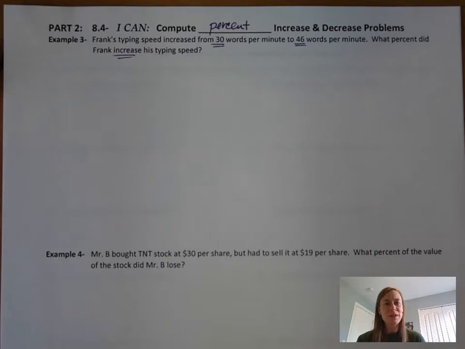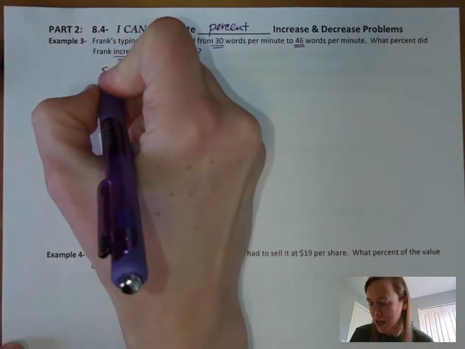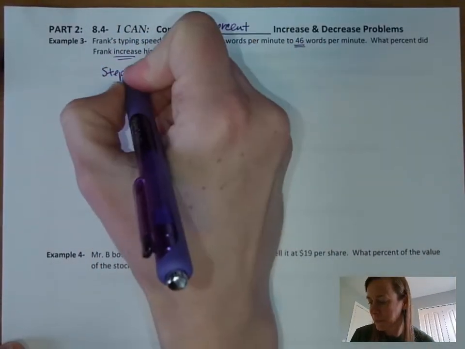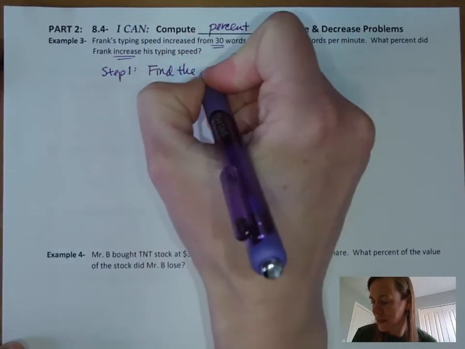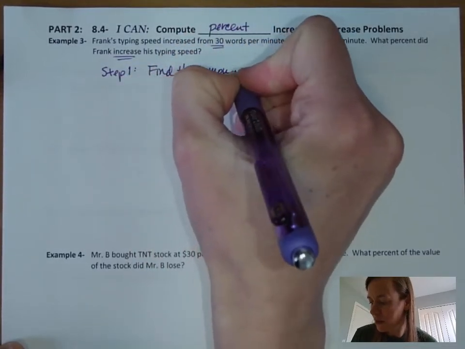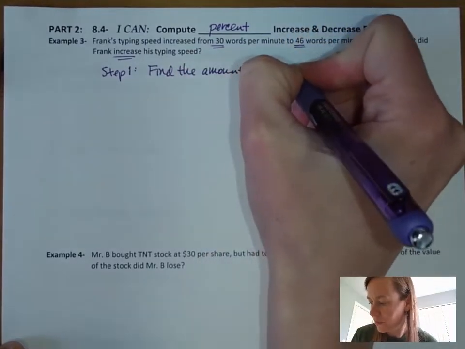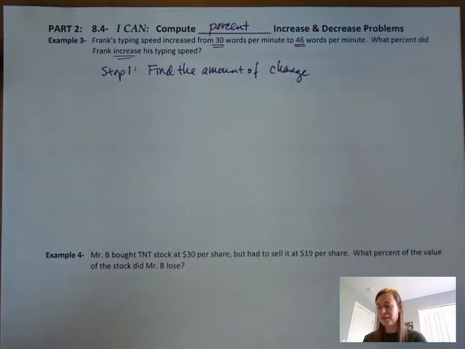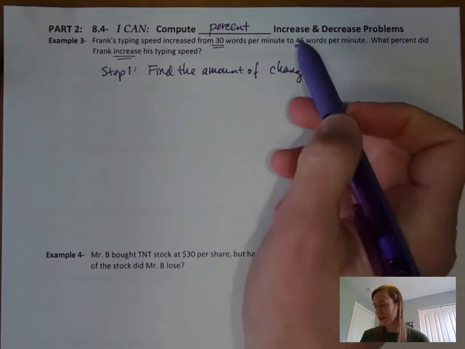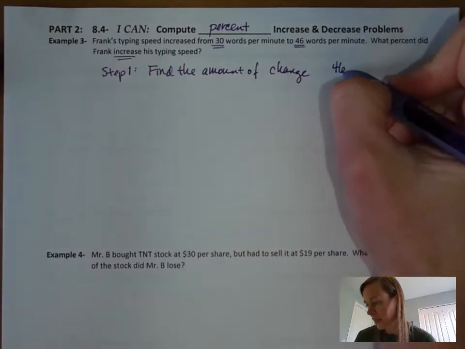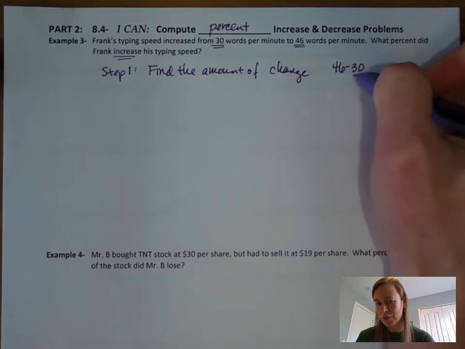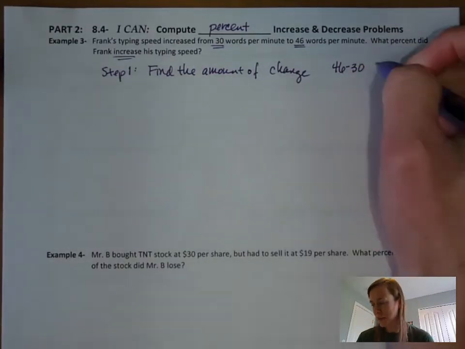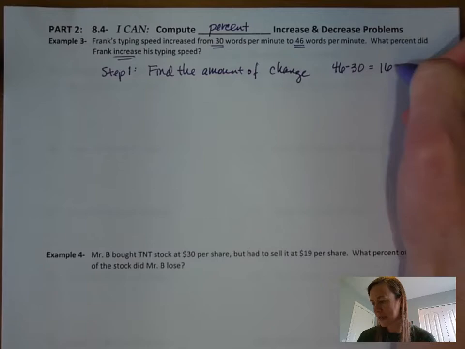The first thing we need to find is the amount it changed. So step 1, find the amount of change. Okay. So to find the amount of change here, let's take our 46 and subtract 30 from it. Like I said yesterday, it doesn't really matter which number you put first. You just want the final number to be a positive number. So here we're going to get 16.